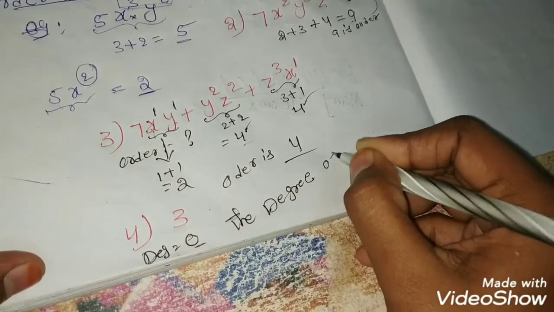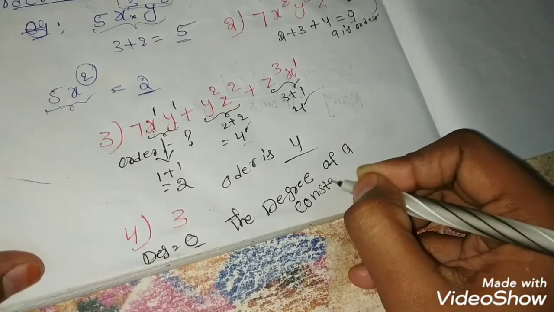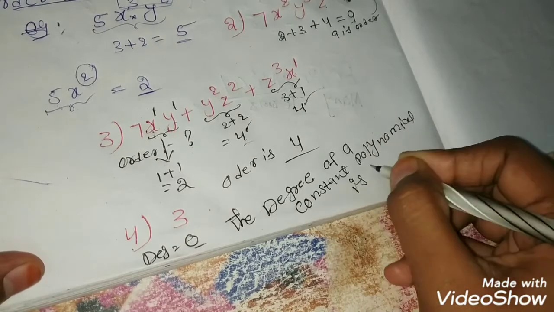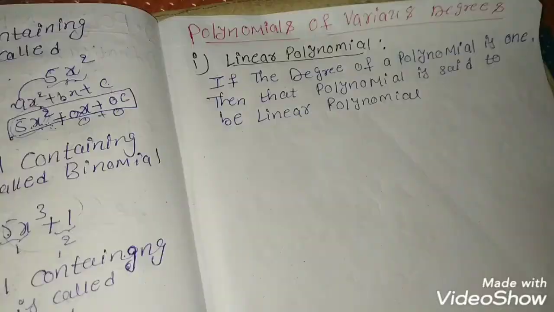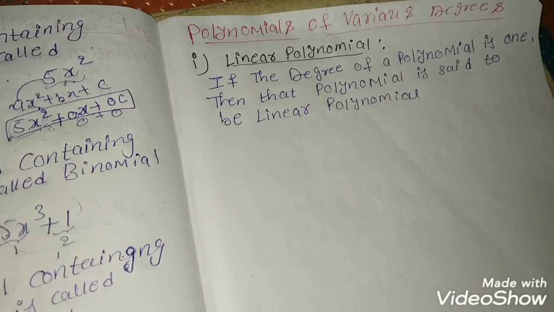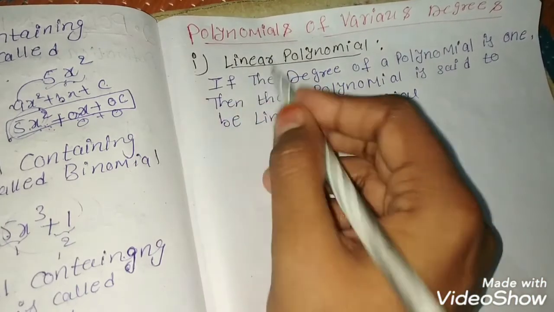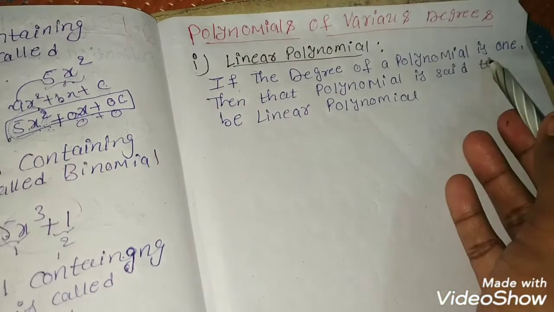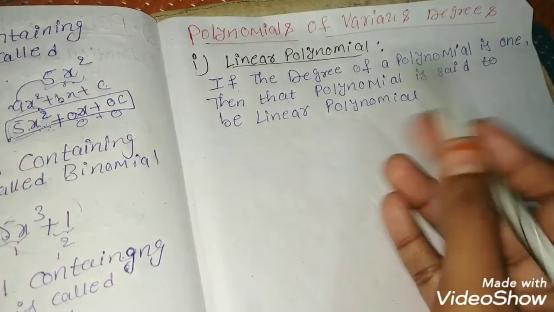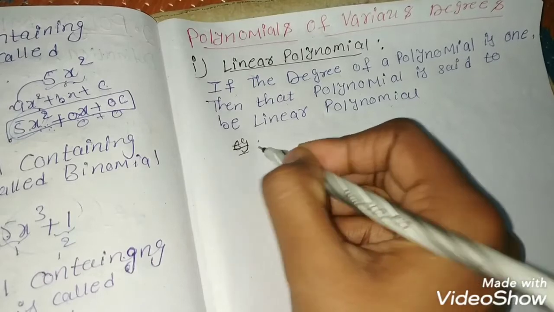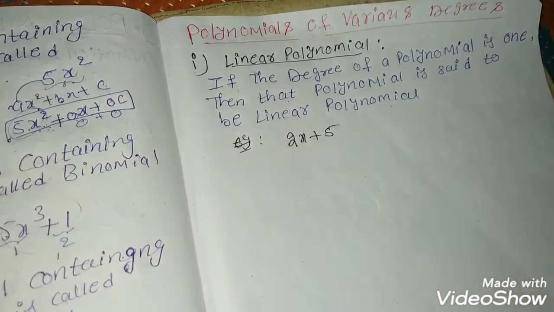The degree of a constant polynomial is what? 0. Please pause the video to note down. See here, polynomials of various degrees. First one is the linear polynomial. What is the linear polynomial? Do you know, linear is nothing but one degree. See here, if the degree of a polynomial is 1, then that polynomial is said to be a linear polynomial. See, let's take an example. 2x plus 5.